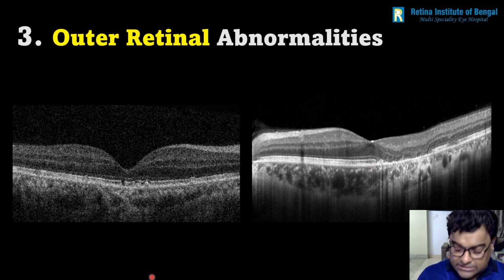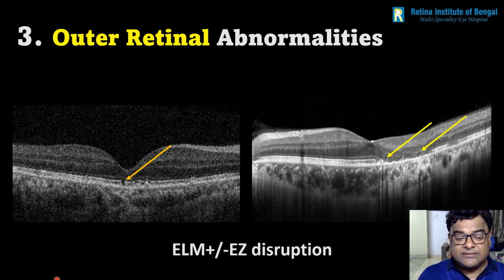or the bands that we were talking about, whether those bands are discontinuous, as you can see here. So this is what we call disruption of the ellipsoid zone with or without disruption of the external limiting membrane. And if these bands are disrupted, as is seen here, that can have a serious impact on the visual prognosis.